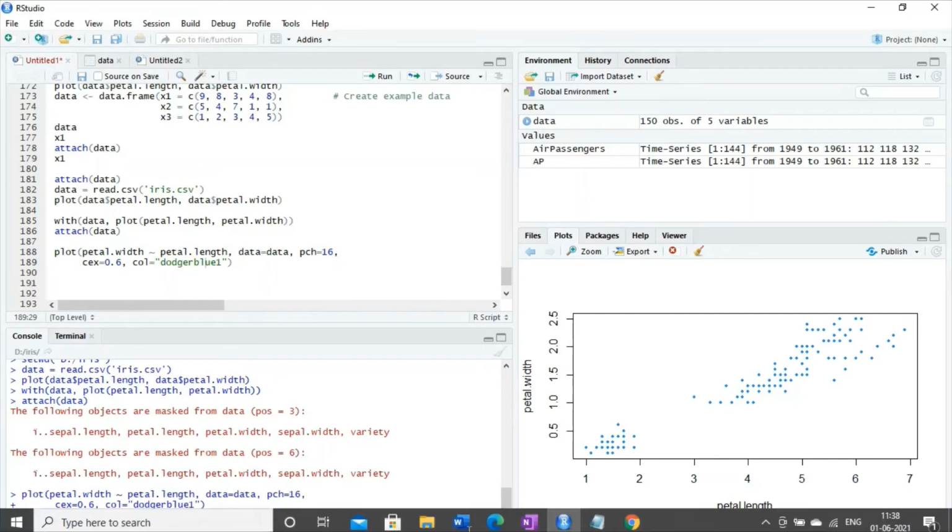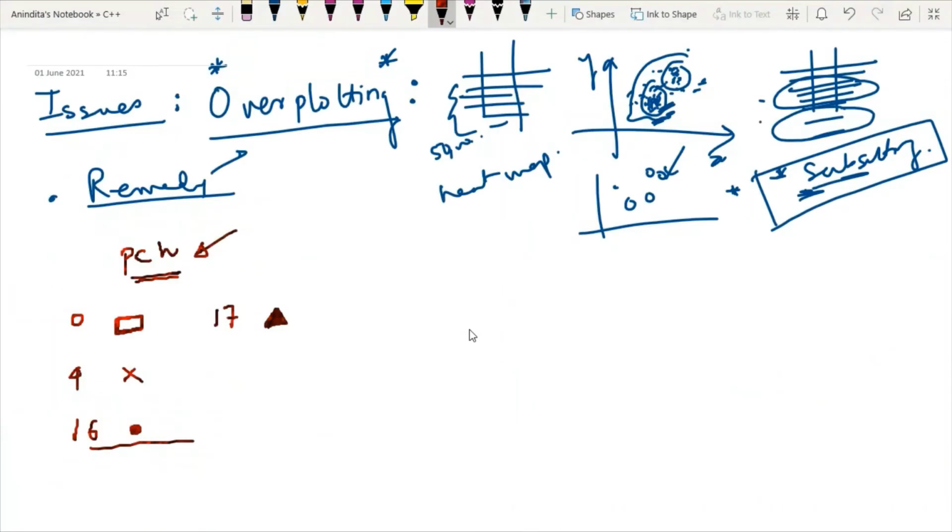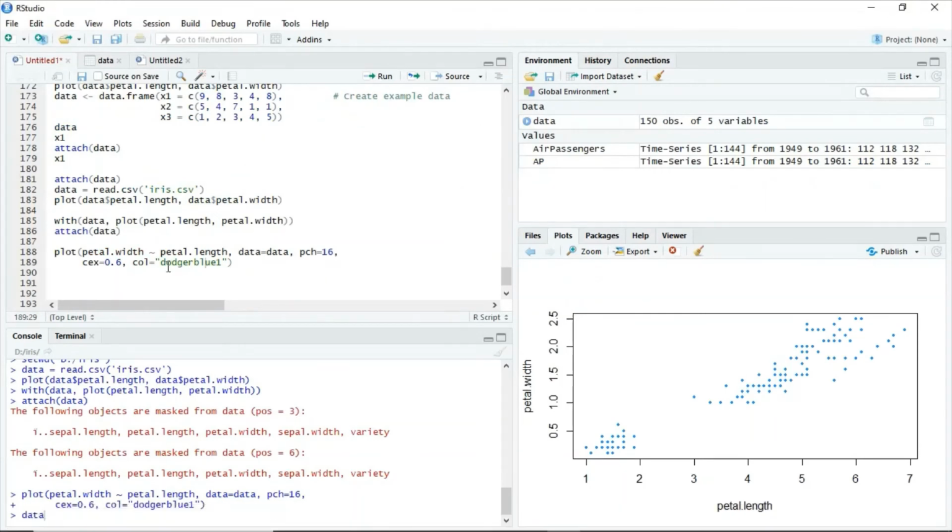How could we identify what colors are available in R? You can write one function, that is colors() with the brackets. Whenever you want to know what the available colors are, at that point you have to call this colors function in R. I have used this dodgerblue1 color so that I could get a blue plot.